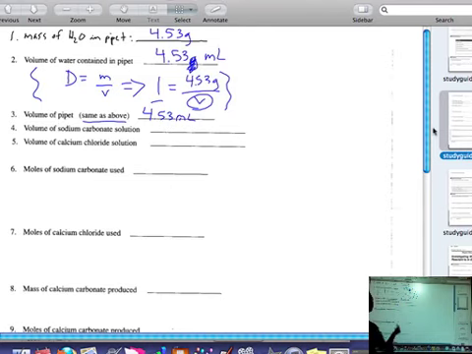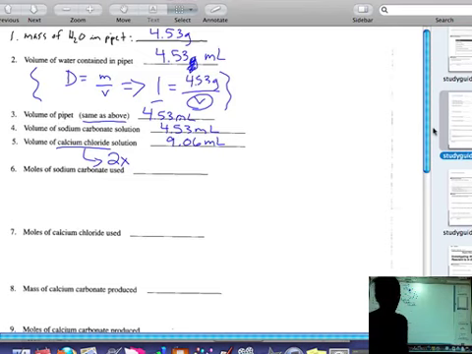So with that, my volume of sodium carbonate is also 4.53, but the calcium chloride, if you look back in the procedure, you use 2 volumes. So you're going to multiply this number, and it's going to be 9, closer to 10, yeah, okay, 9. They round it, I don't like that. Let's call it 9.06 mils, okay? So that's the volume of the calcium chloride because we use 2 volumes of it, so you've got to do a little multiplication.